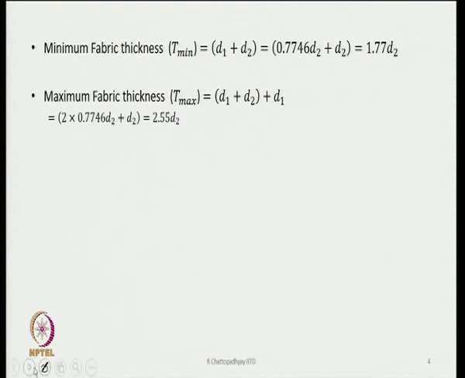And the maximum fabric thickness, as shown here, T max is going to be D1 plus D2 plus D1. So, it will be 2 into 0.77 D2 plus D2, which is close to 2.55 D2. So, minimum and maximum thickness are related to the diameters of warp and weft yarns, and the thickness is going to lie between 1.77 D2 and 2.55 D2, somewhere between these two.